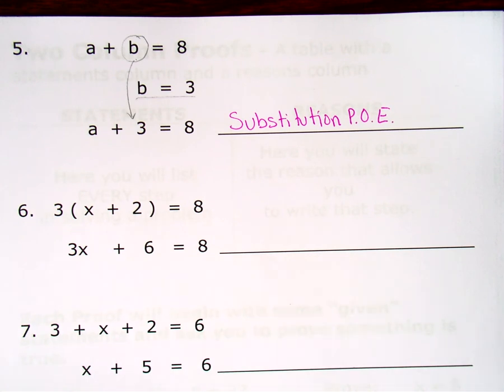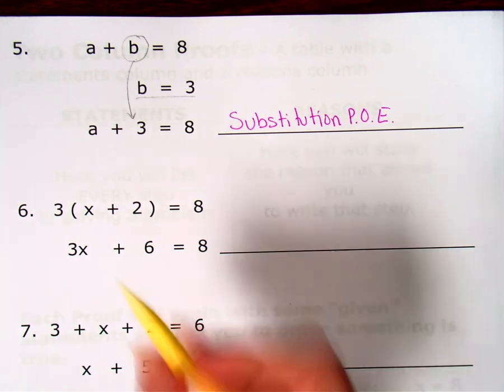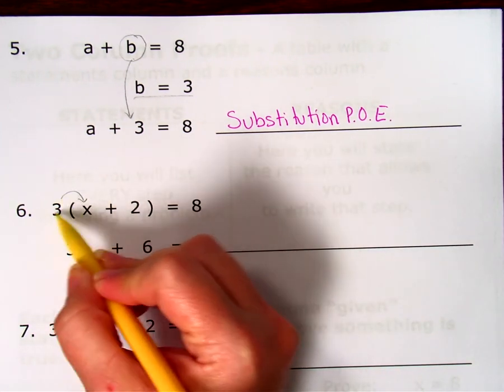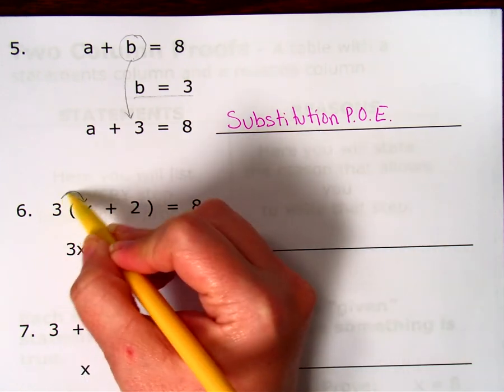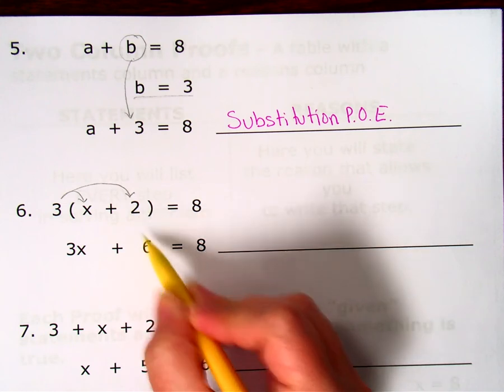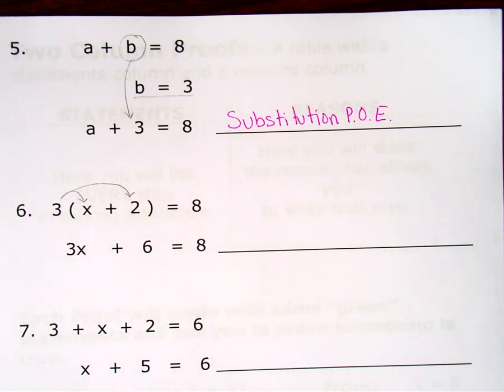Okay? All right, so when I look at the next one, I have 3 parentheses x plus 2 parentheses equals 8. So 3 times x plus 2 equals 8. How do I get from there to 3x plus 6 equals 8? Okay, so what I need to do, or what I did to get from here to here, is I multiplied 3 times x, and then I multiplied 3 times 2 to get 6.